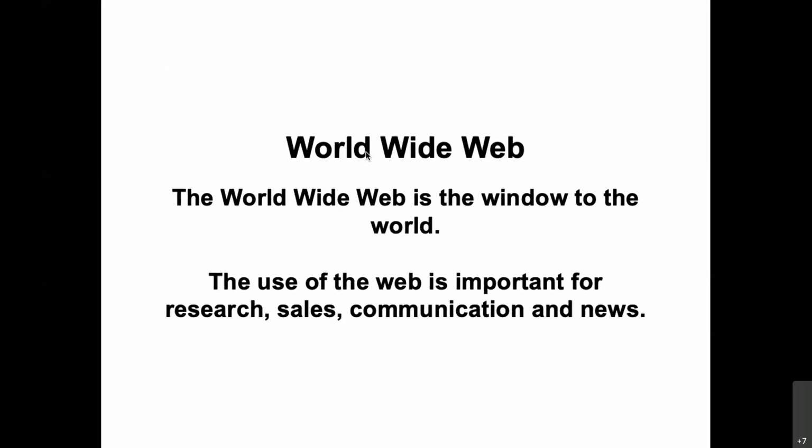And certainly the World Wide Web is the window to the world. It's our front door anymore. When someone's looking for information about the artist, the first thing they do is try to find their website. The use of the web is important for research, sales, communication, and news.